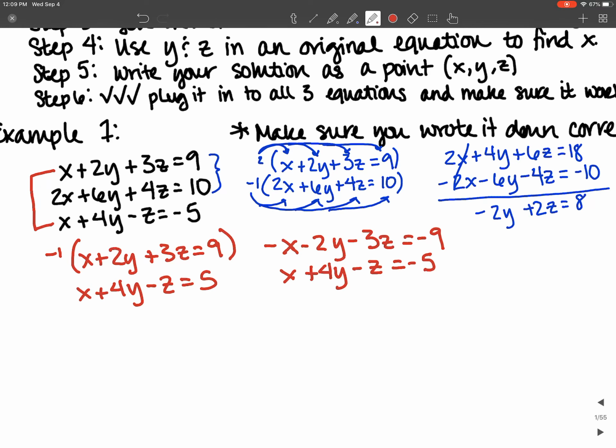Solve. What do you mean solve? What does that mean? You add straight down. There we go. Add straight down. So my x's go away. This is going to give me 2y minus 4z equals -14.